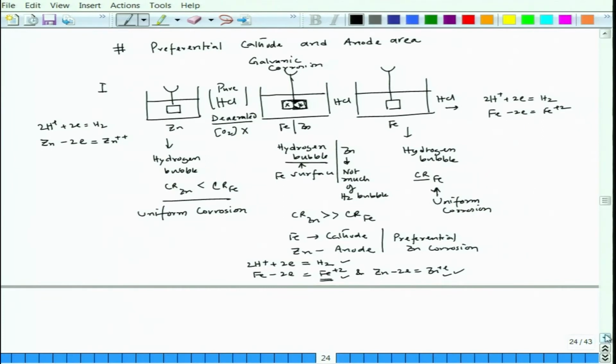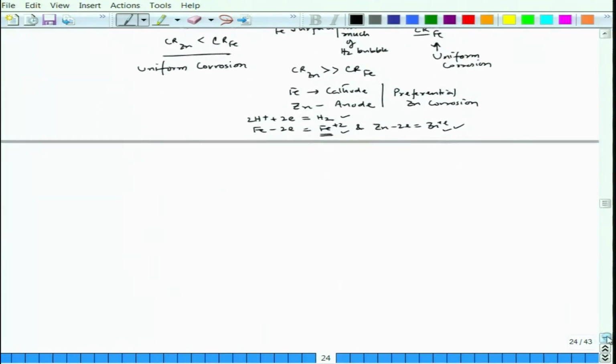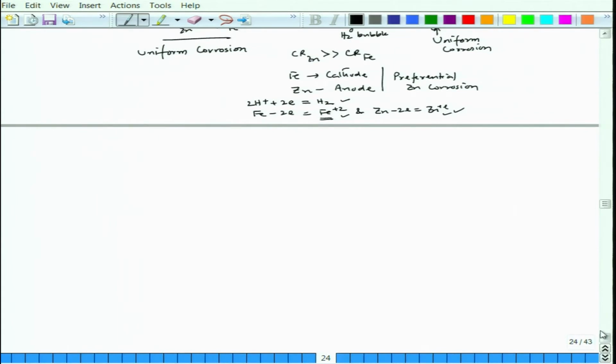Let us analyze this part a little more with the help of mixed potential theory, and in order to understand mixed potential theory, you have to go back and check my other videos on mixed potential theory. There also I have explained the same concept, but I am just briefly repeating the same thing, just to analyze this virtual experiment.